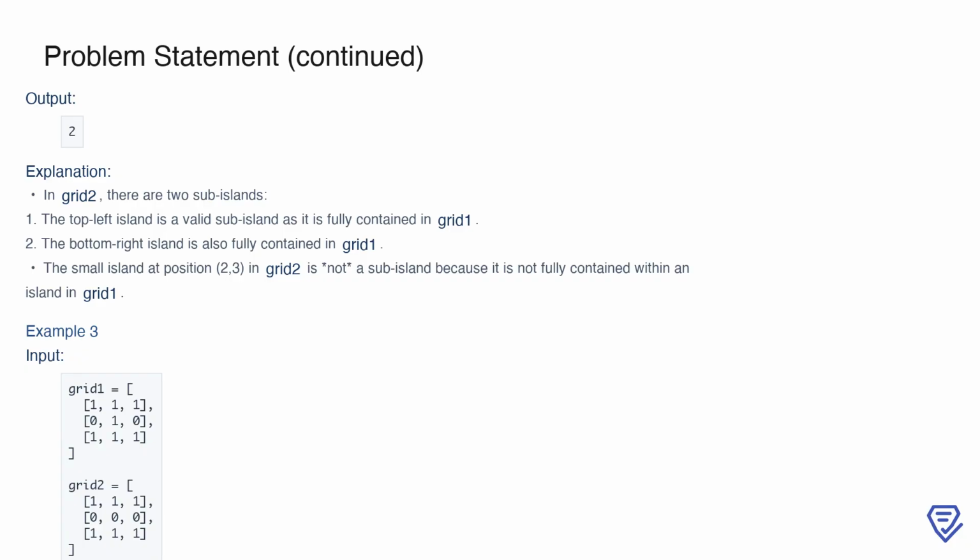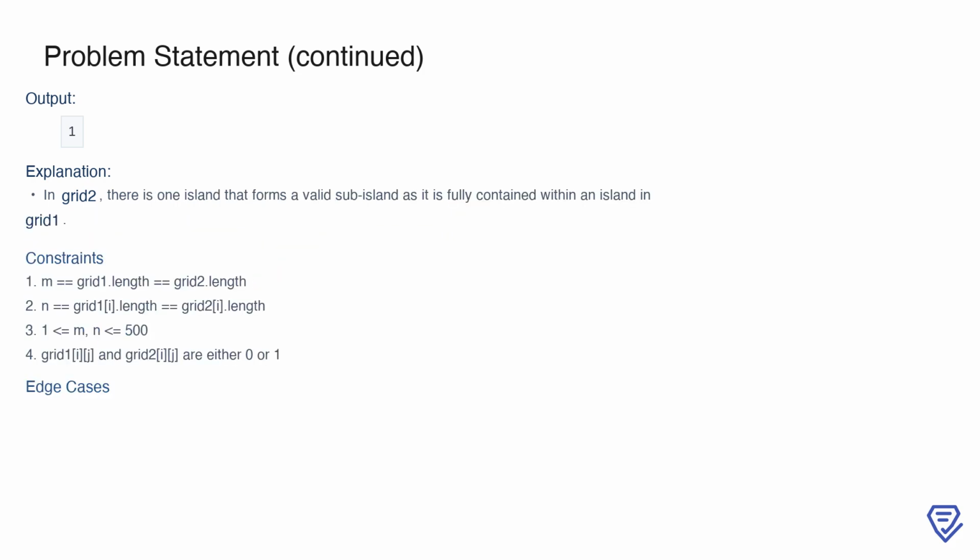Now, for the third example, we have smaller grids where both grid 1 and grid 2 are 3 by 3 matrices. In grid 1, there is one large island that spans almost the entire grid, while in grid 2, there is a similar structure with one large island. The output here is 1, as there is only one sub-island in grid 2 that is completely contained within the island in grid 1. In the third example, the single island in grid 2 qualifies as a sub-island because all of its land cells align perfectly with the corresponding land cells in grid 1. There are no mismatched cells or partial overlaps. This makes it a straightforward case where the output is simply 1.